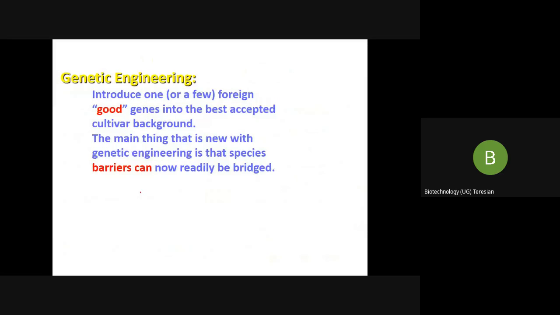The last one is genetic engineering. As you know, genetic engineering is just introducing a foreign gene into the cultivar or the crop of interest. This foreign gene should be a gene of interest, that is, a good gene. It is introduced into the plant so that the good genes get integrated into your plant of choice, and we get the best variety.